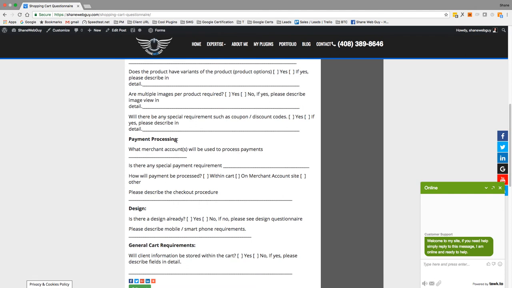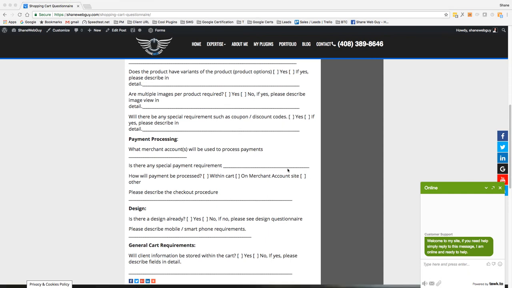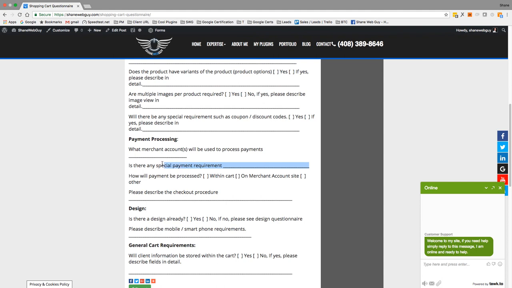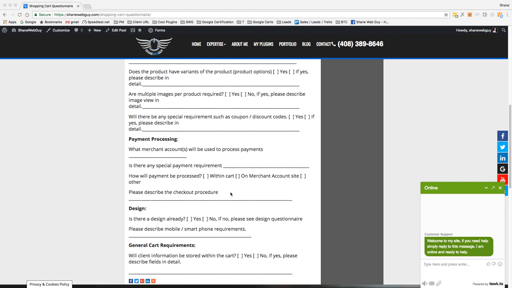Okay, so going on to payment processing. What merchant account? So this could be Stripe, PayPal, Authorize.net is probably one of the more widely used. Is there any special payment requirement? This one's kind of an open-ended question, but just gather as much information as you can. With the idea that if this is a new shopping cart and the end client isn't aware, they will need to get approved for most of them.